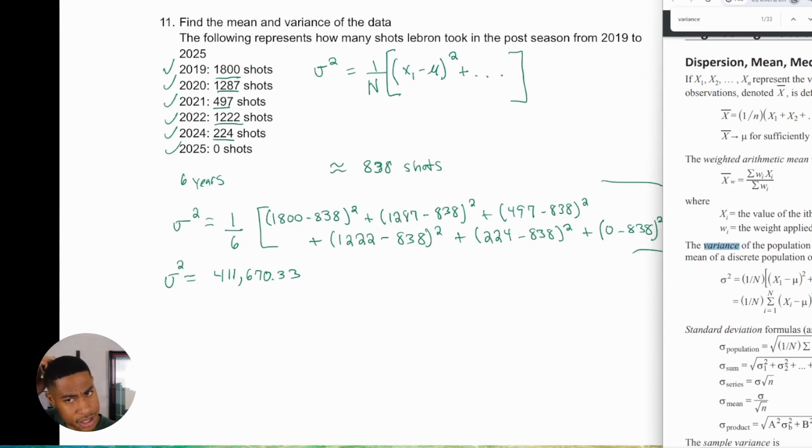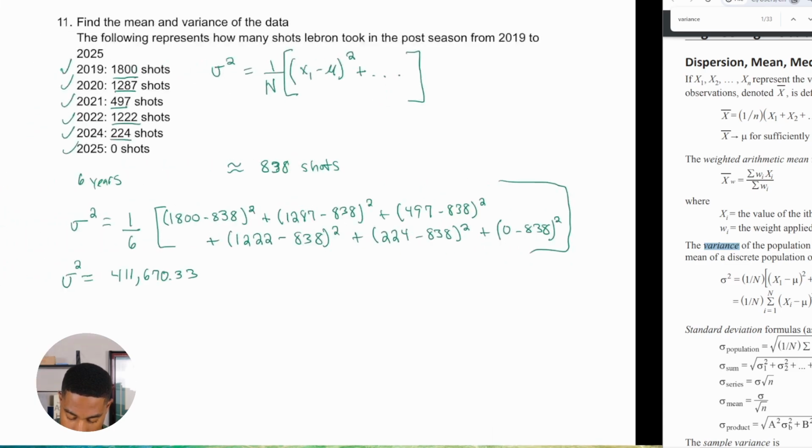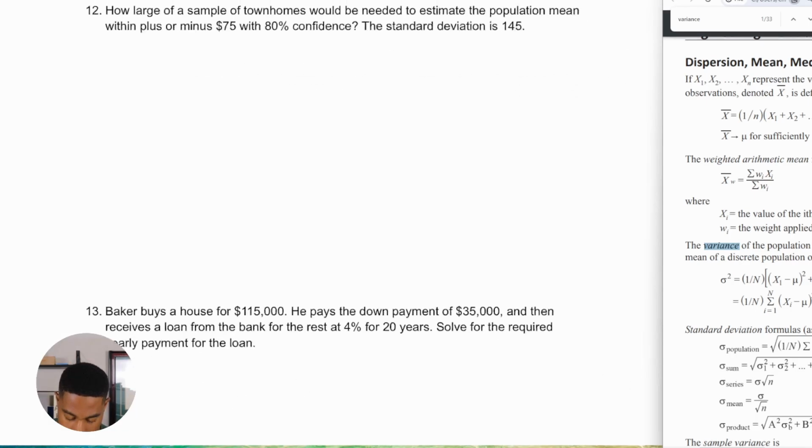Now variance just means how much does the data vary, and it varies a lot because one year you make no shots, and then another year you make a ton. So, all right, let's do number 12.